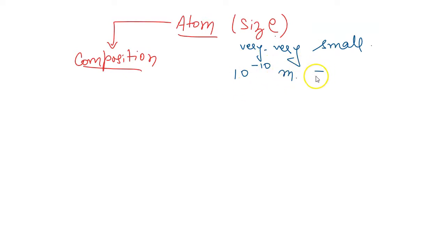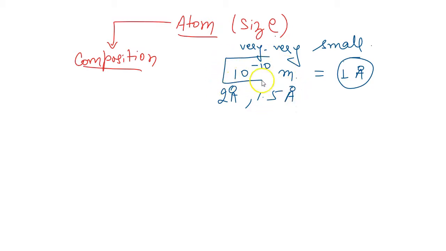Now this is called 1 angstrom, and it's not the size of all the atoms. So roughly all the atoms are of the size 1 angstrom, we can say. Maybe the atomic size is 2 angstrom or 1.5 angstrom, like this, but it will be of the order 10 to power minus 10 meters only.